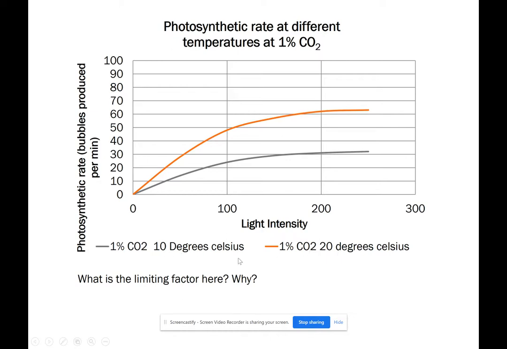So my question is, what do you think is a limiting factor here and why? Is it light? Is it carbon dioxide? Or is it temperature? Remember, a limiting factor means that if I change that factor, I will actually increase or decrease or change the rate of photosynthesis. So what do you think? Is it carbon dioxide, temperature, or light, as I compare the first experiment and the second experiment? All right, some of you might get it.